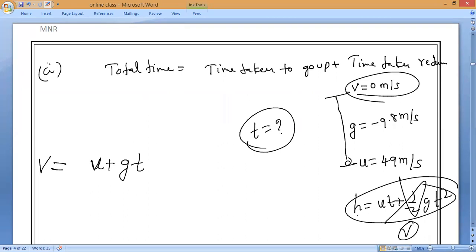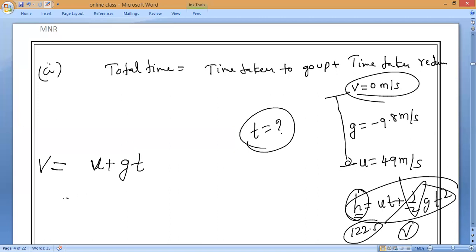Of course, by using the second also you can get it, but this is very complicated because as we know height is 122.5. By using this also we can get it, yes, but it is very complicated. So that is why we'll go with the first equation.